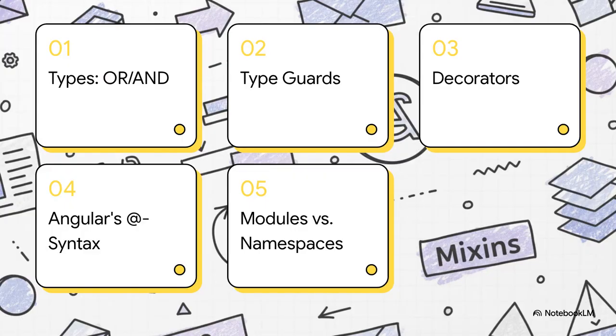So here's the game plan. We're going to start with how to create super flexible types in TypeScript. Then, we'll see how to handle that flexibility safely with something called type guards. From there, we'll jump into the real magic, decorators, and see how Angular turns them into total power tools. And finally, we'll wrap up with the best ways to keep all this awesome code organized.